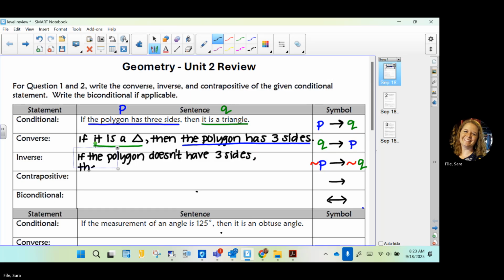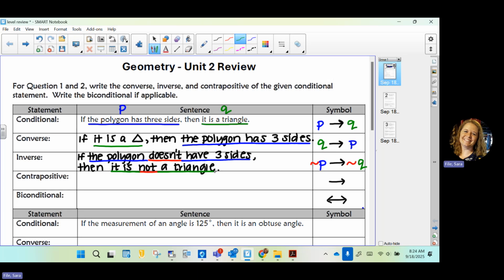Then, okay, and again, we're negating, so it is not a triangle. So I added the not, I negated both, but I kept the order the same. So the polygon does not have 3 sides, so that's not P. Then it is not a triangle. That is not Q.